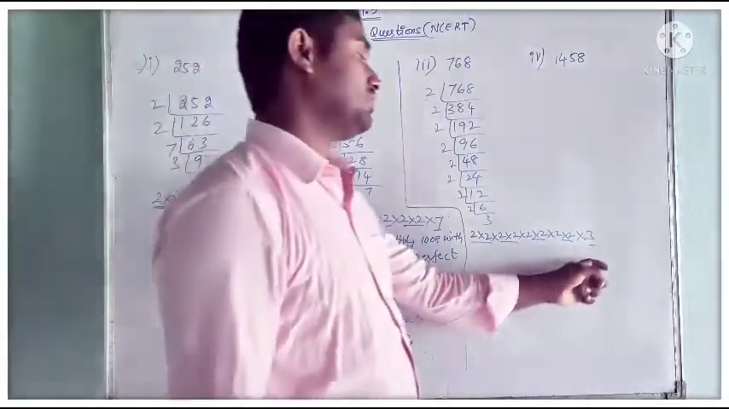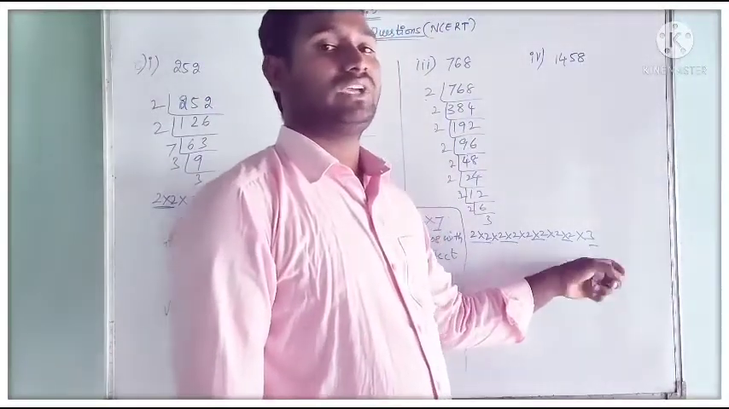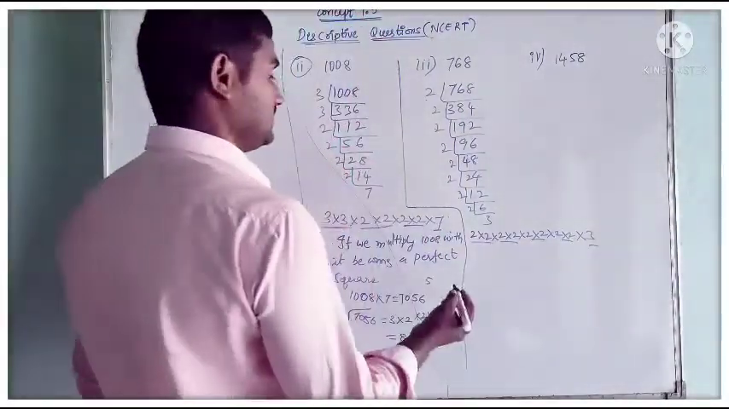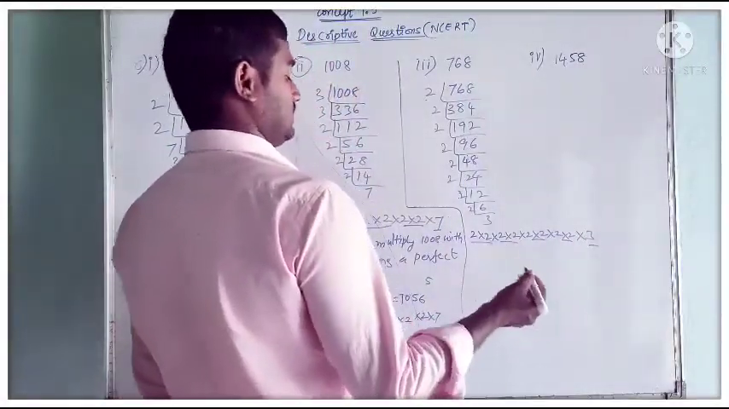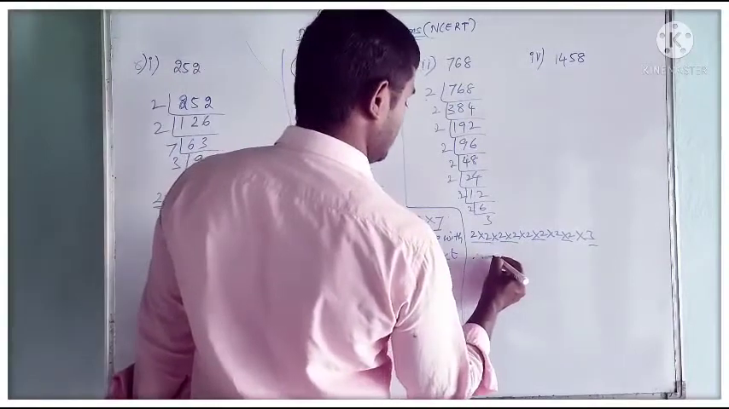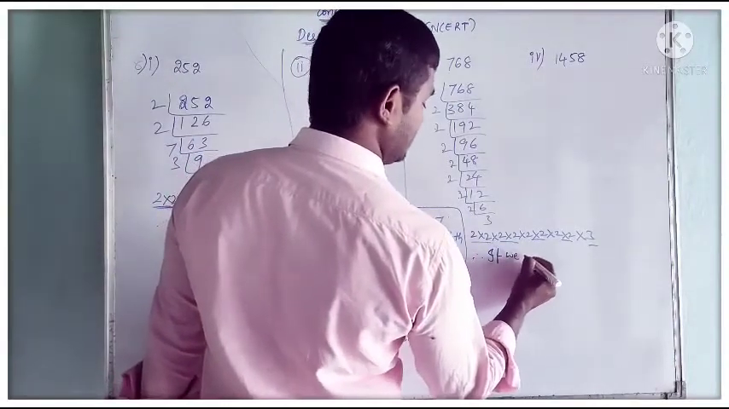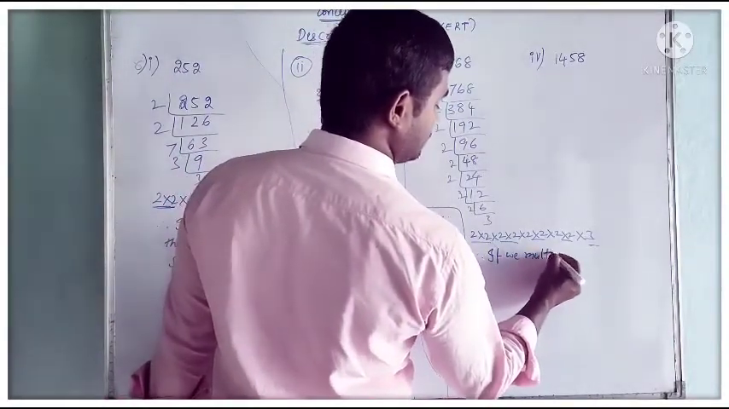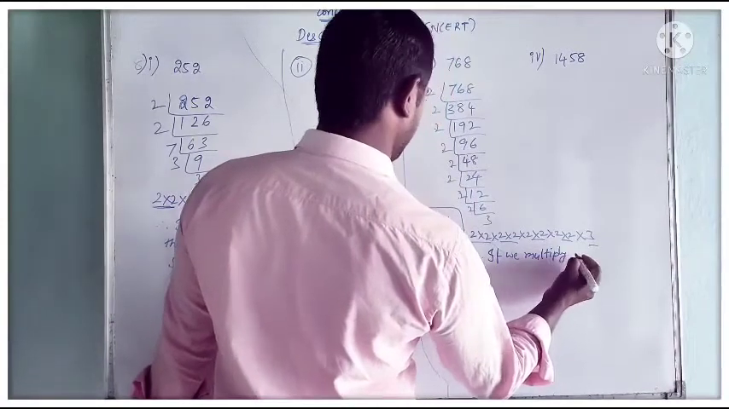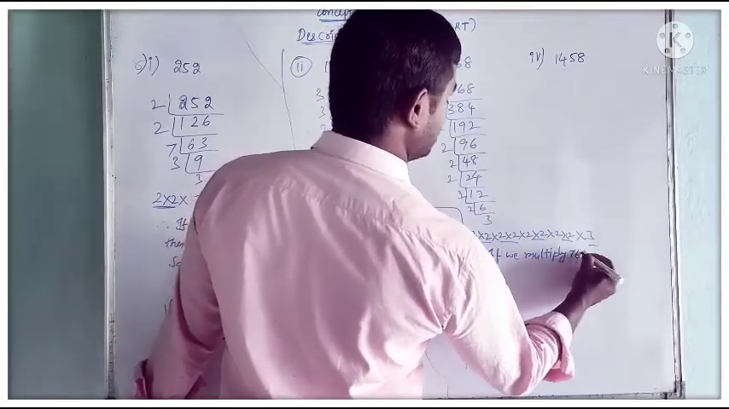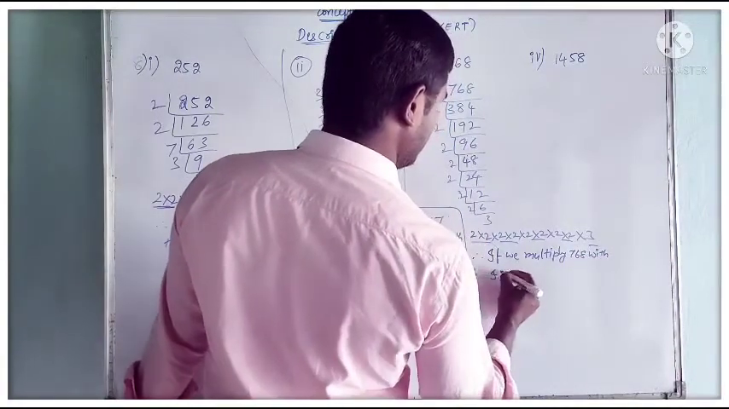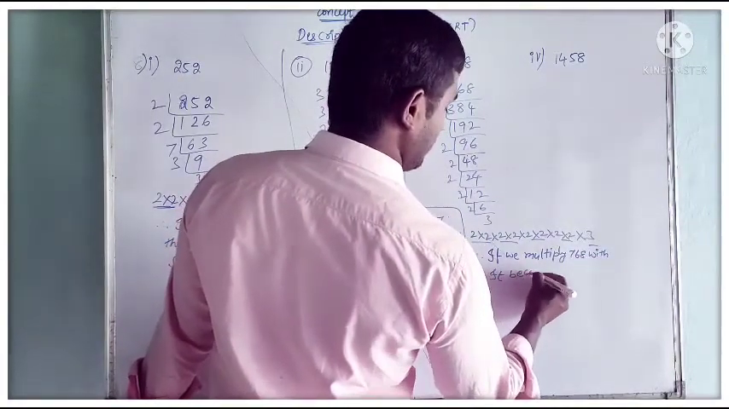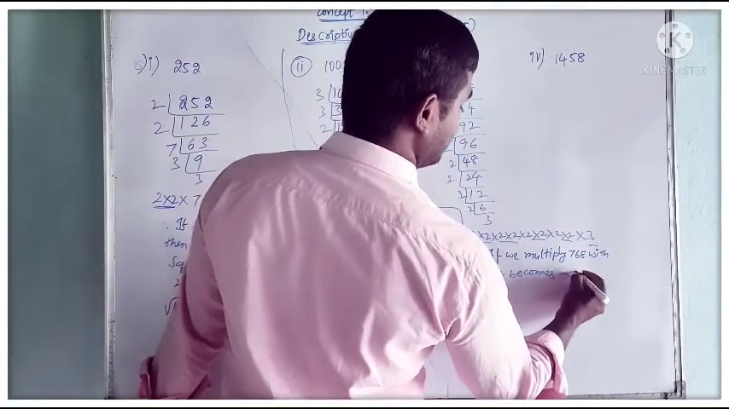So 3 has no pair. It is alone. So we need to multiply with 3. To make a pair, we need to multiply with 3. Therefore, if you multiply 768 with 3, it becomes a perfect square.